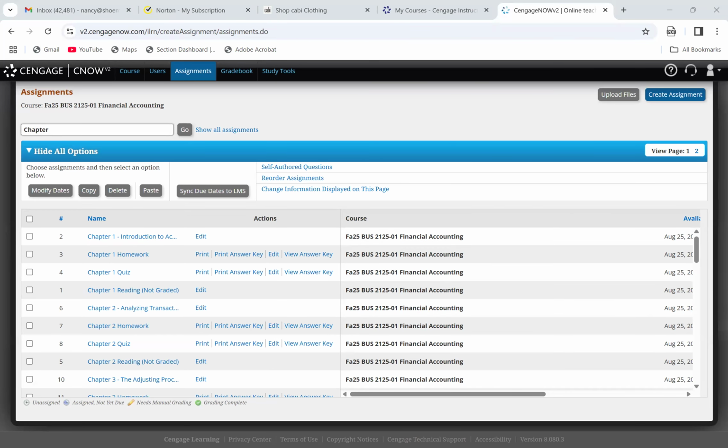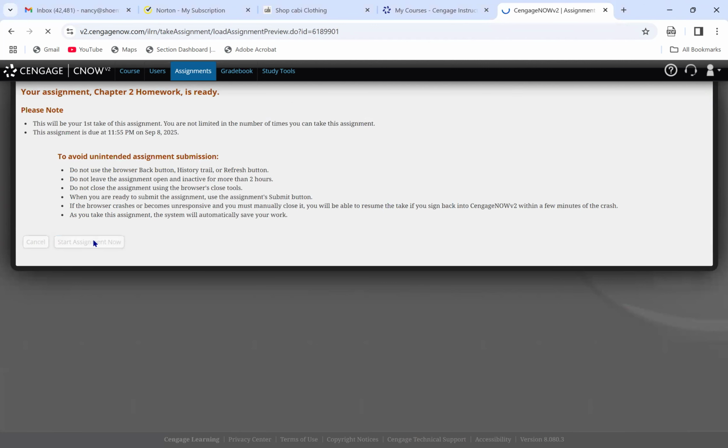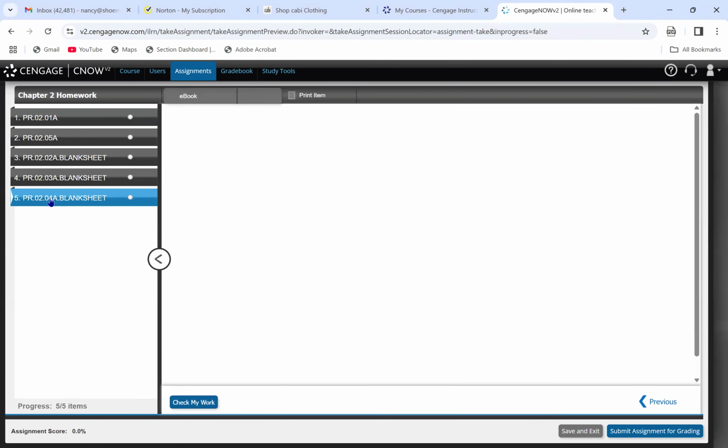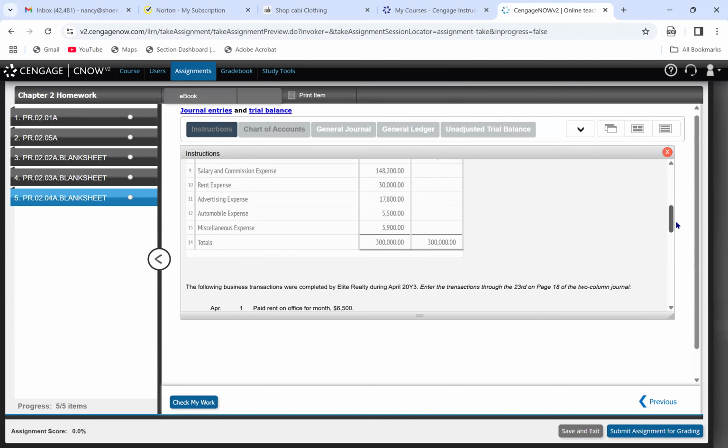Hi, everyone. I am going to show you another homework problem for financial accounting. This is chapter 2, so we're going to go in here and look at chapter two's homework, and I'm going to work on Elite Realty. Basically, Elite Realty acts as an agent in buying, selling, renting, and managing real estate. And we see the unadjusted trial balance right here.